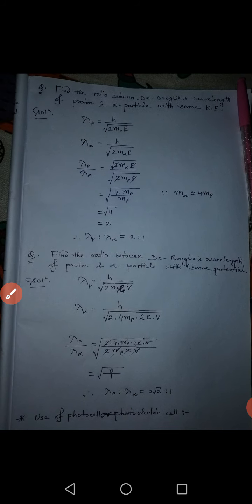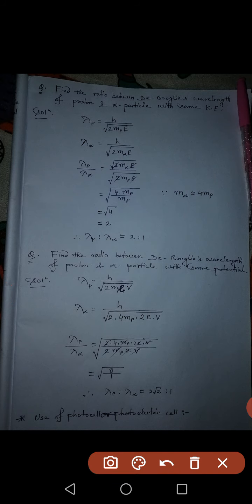Another thing is there, the last topic of this chapter: the use of photocell or photoelectric cell. Same thing, photocell or photoelectric cell. We can use a photocell for different purposes. The main principle of a photocell is that it converts light energy into electrical energy. If you remember, we discussed the photoelectric effect. There is a vacuum chamber, a chamber like this.